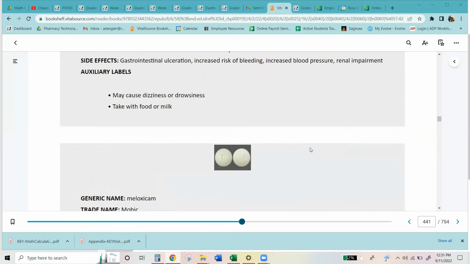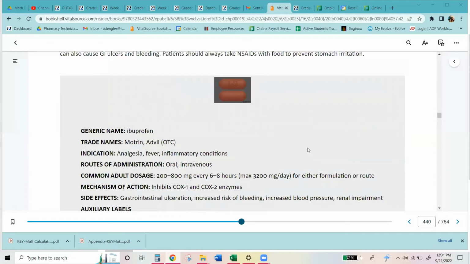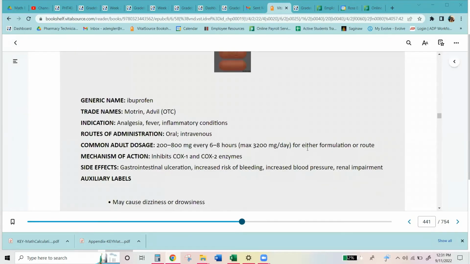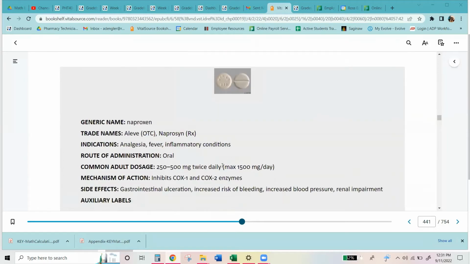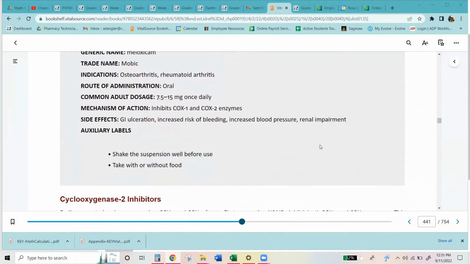And that's just going over the medications. Ibuprofen is available orally, liquid, chewable, tablet, and intravenous. Naproxen is only available orally. Same with meloxicam.